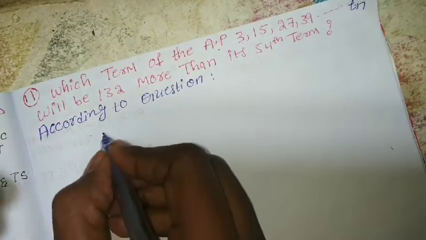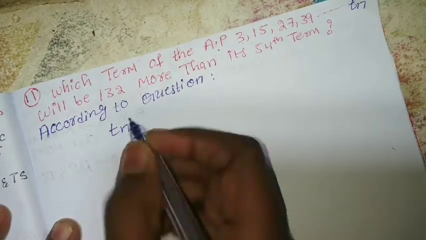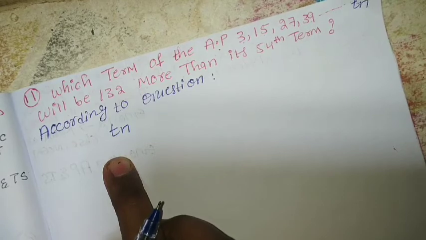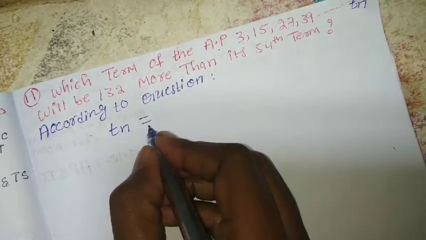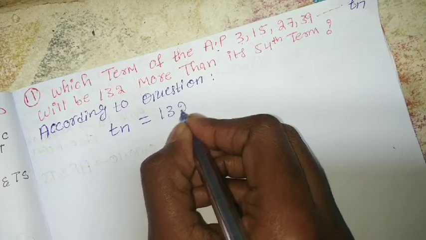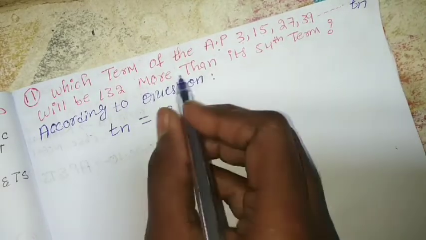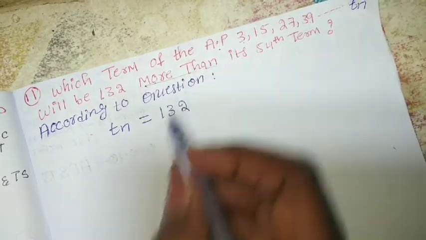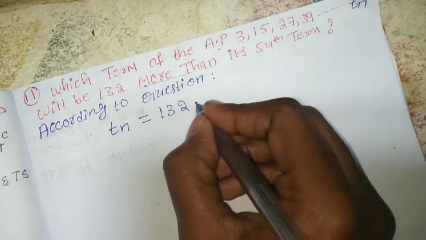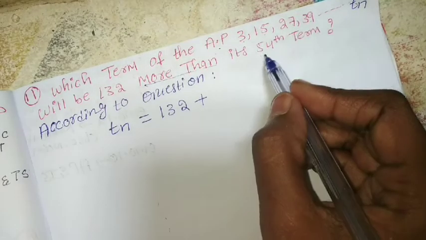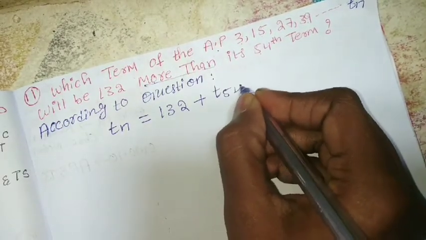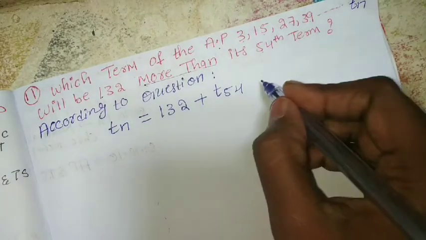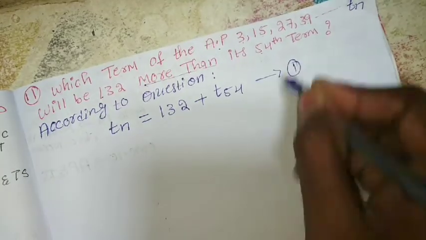How can you write here? See, Tn, term n. What is this? Term n will be 132 more than... more means what? Adding, we are adding. So more than which term? 54th term, that is T54. Take it as equation number 1.